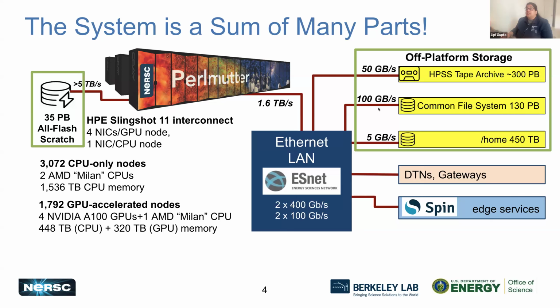And you can also see the data rates here are a little bit different. In general, you want to be using one of the storage options that has the best data rate. After Scratch, the second best one is the community file system, CFS, which is 100 gigabits per second.